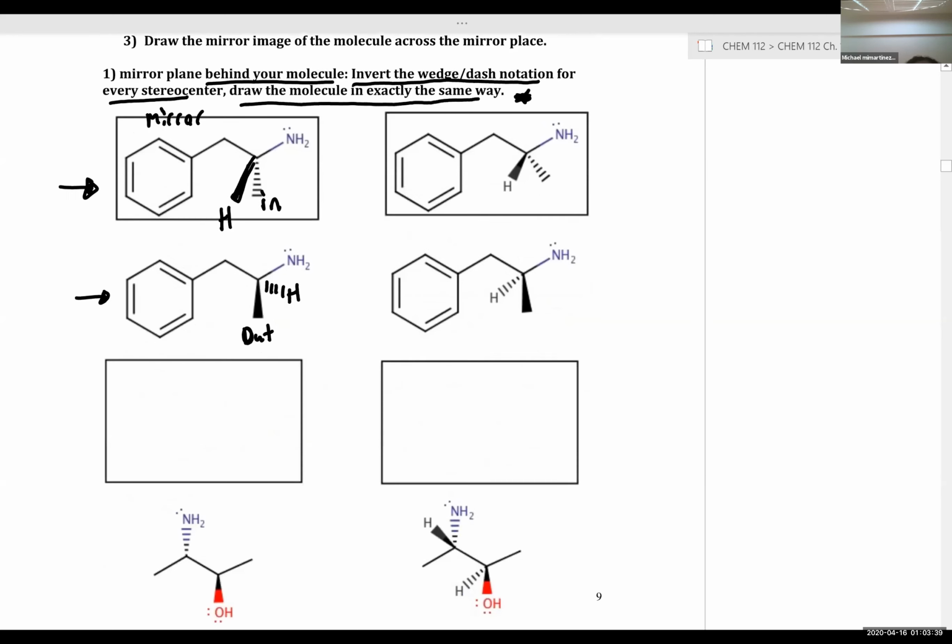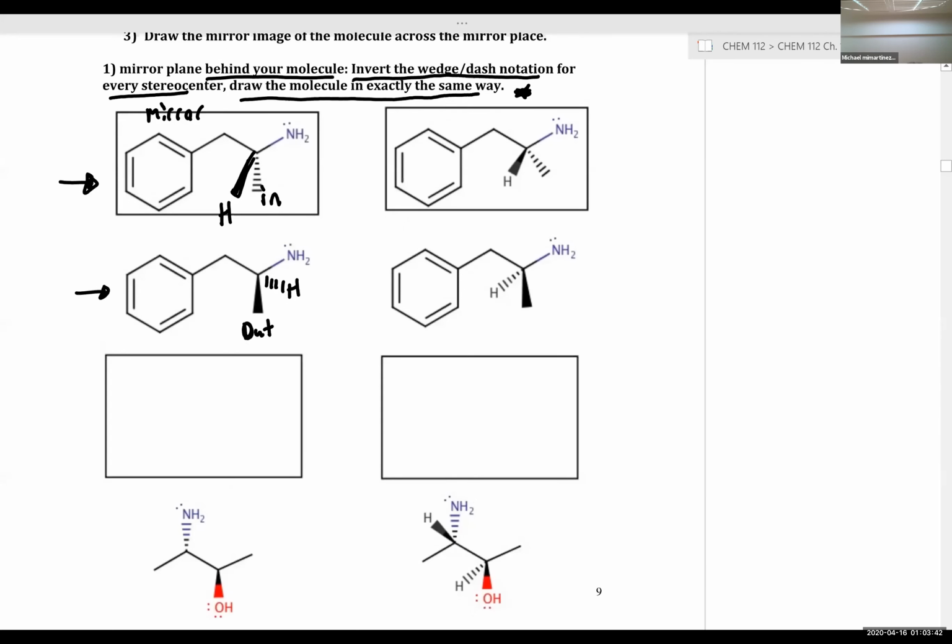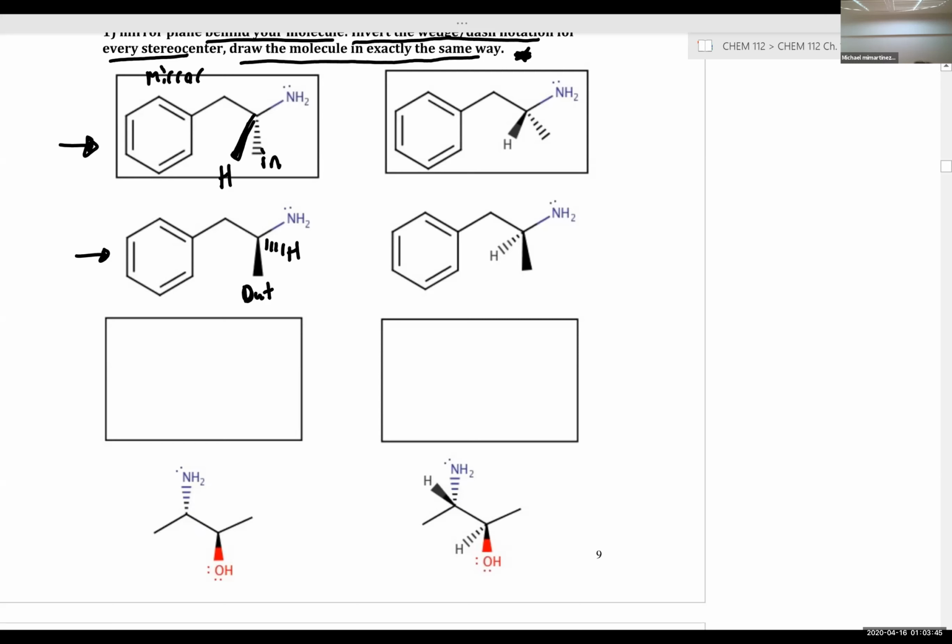Okay, so let's do some practice now. Let's take the following molecules. These two molecules are enantiomers. So we're going to take our molecule and we're going to draw up here our enantiomer. So let's focus on drawing our enantiomer, and I'll start off with an example. If I'm drawing with my mirror plane behind my molecule, I'm going to draw my main chain exactly the same.